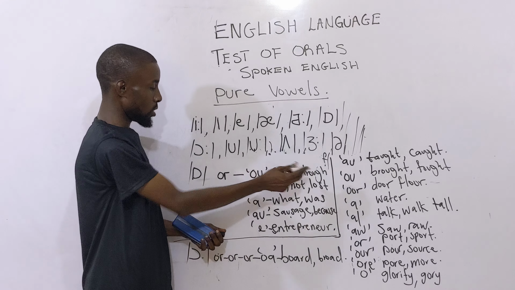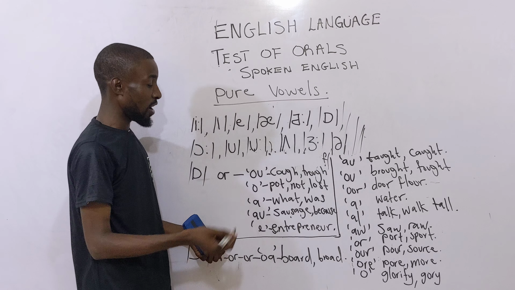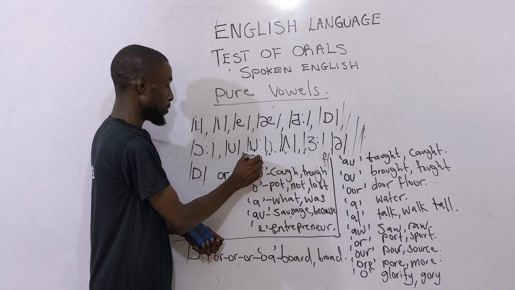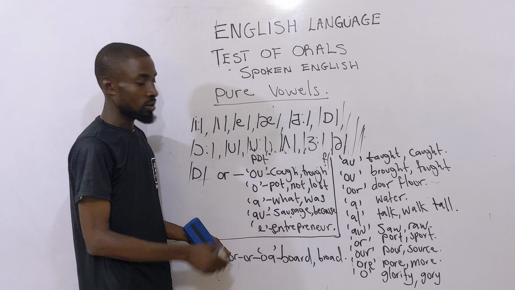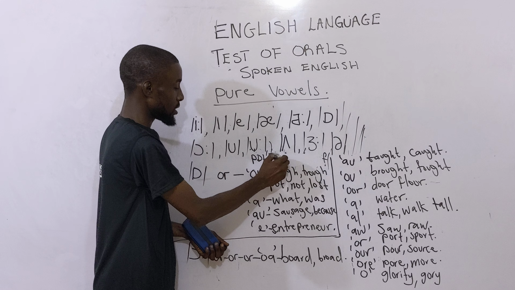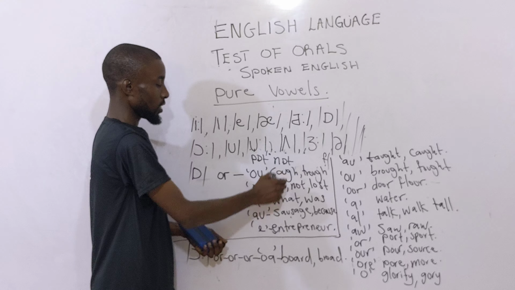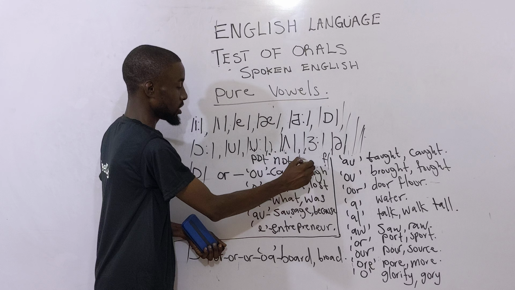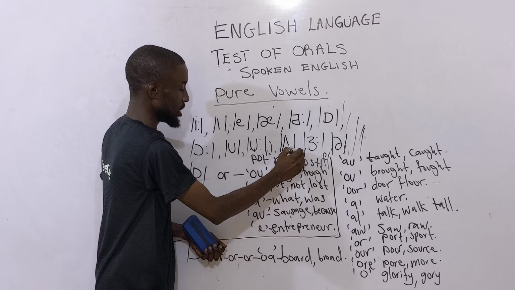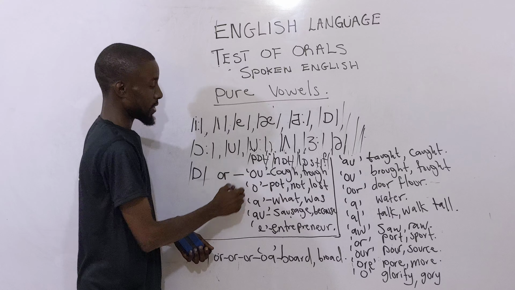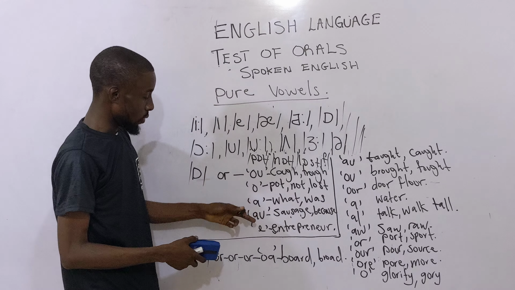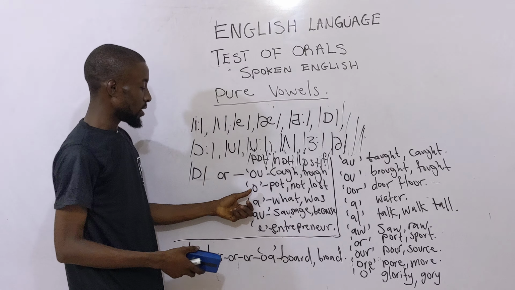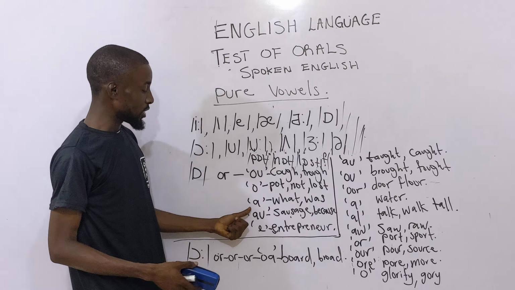Okay, pots, not, lost. If I want to transcribe the three, now very easy. I'll just put this plus this plus this. Then not will give me this plus this plus this. Then lost will give me this plus this plus this, respectively. All right, very wonderful.